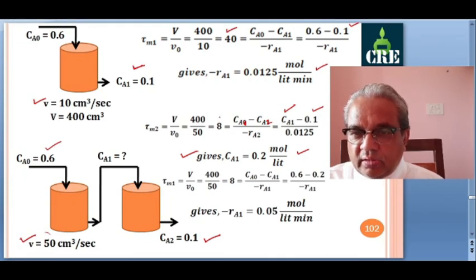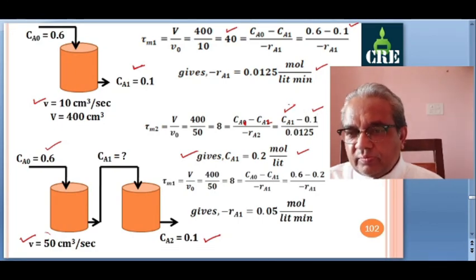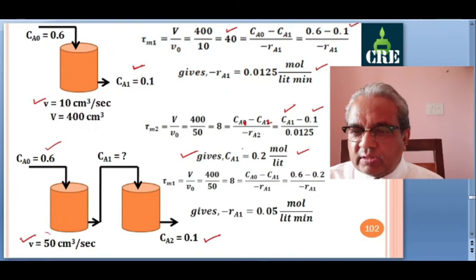Now tau m2 is 8 here because the volumetric rate is changed. Ca1 is unknown, and minus Ra1 will be the same as this minus Ra2 because it is evaluated at this exit condition. Whatever k Ca raised to n, whatever the equation may be, that doesn't matter. So this value is the same, and from this I get Ca1, and I know Ca1, so I get the corresponding rate in the first reactor.